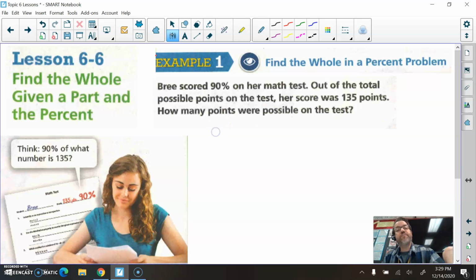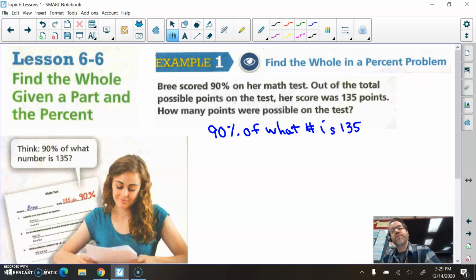Let me write that down. 90% of what number is 135? See, 135 is her part of the points possible. The whole amount is what's missing this time. So we're trying to find what number that is, how many points were possible on the test.